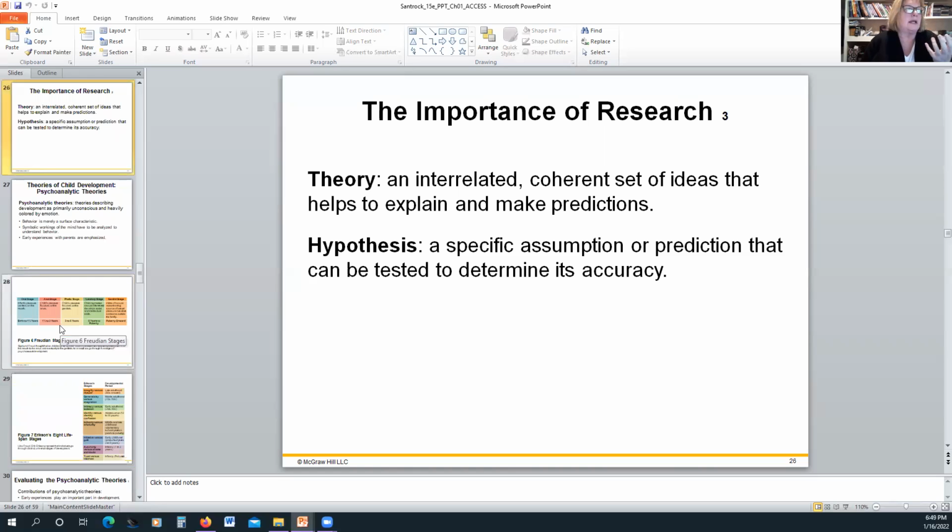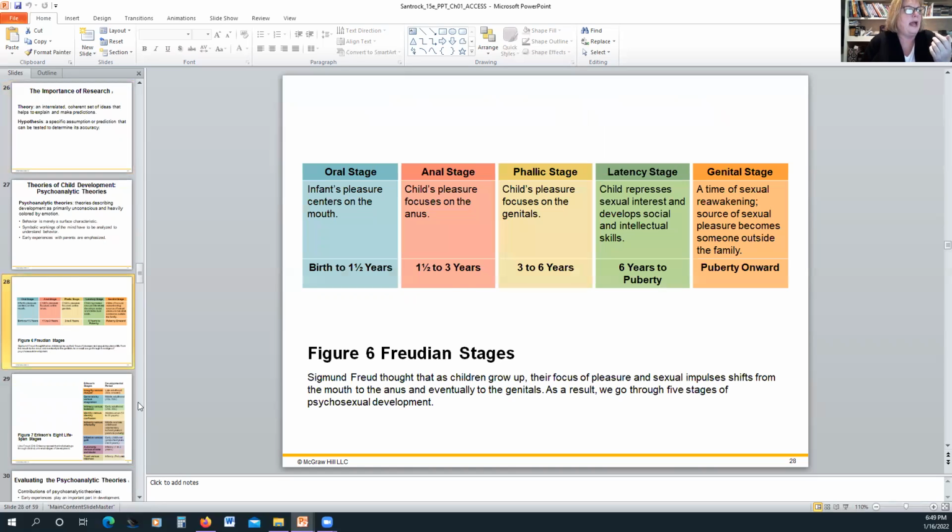We're not going to go through everything. What the end of this is doing is giving you a summary of the major theories that we will talk about this semester. So the first one is Freud, and they're looking at the developmental theories. So we're going to look at Freud's oral, anal, phallic, latency, and genital stages from birth to puberty and onward.